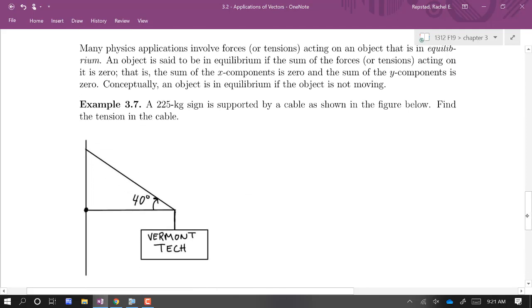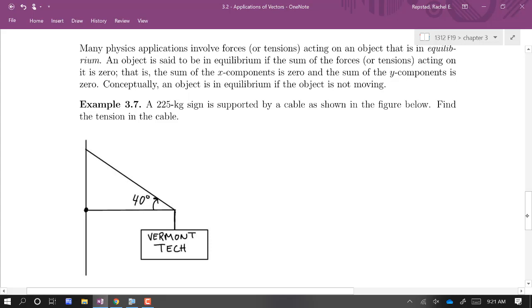So a lot of physics applications will involve forces or tensions. A tension is a force of an object that is in equilibrium. An object is in equilibrium if it's not moving, right? That means the forces acting on it are equal and opposite in direction, like the x components sum to 0 and the y components sum to 0. If the total of the forces was not 0, there would be a force acting on a mass, and it would move. So if something's not moving, it's in equilibrium.